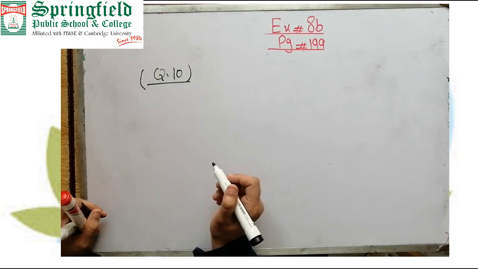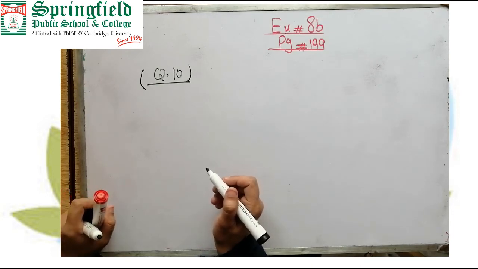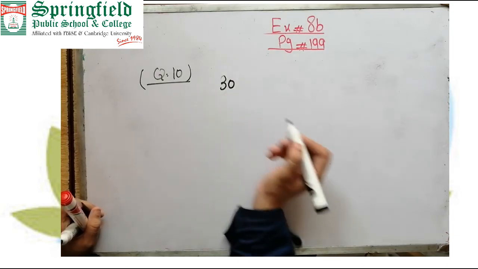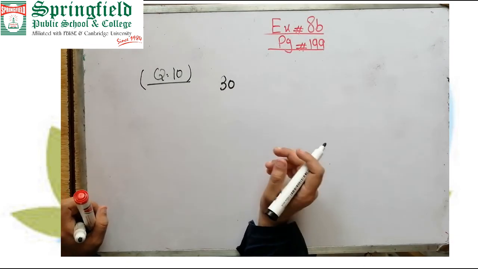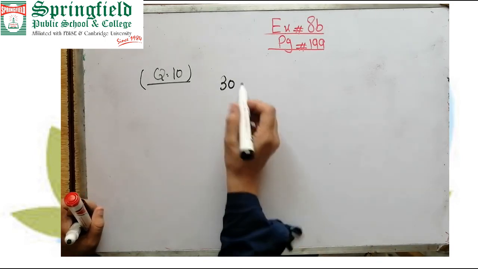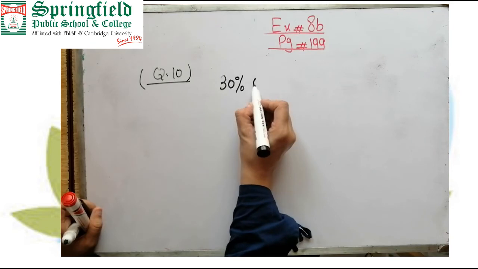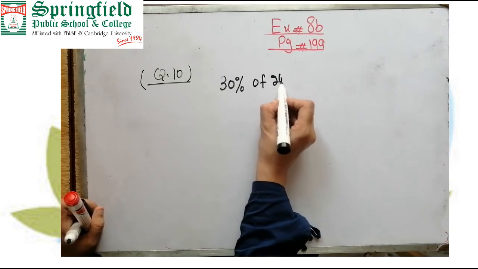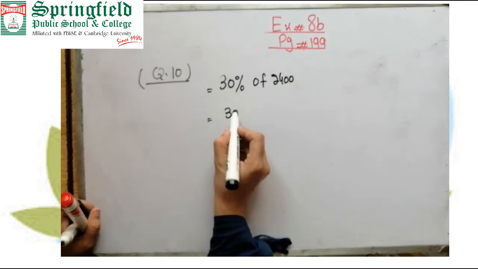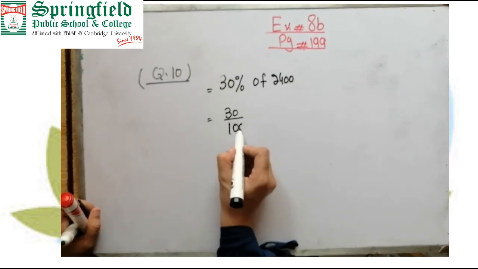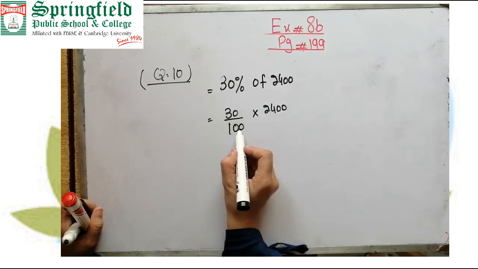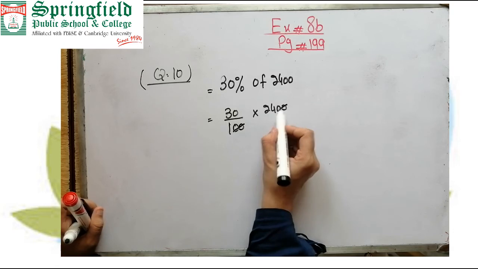So when the number 2400 is first increased by 30%, we don't know the 30% of this number. First we will find the 30% of this number. What will be the amount? 30% of 2400. What will be the amount of this percentage? 30%, remove the percentage sign, write on 100, multiply 2400. Fine. And then cut with 20.